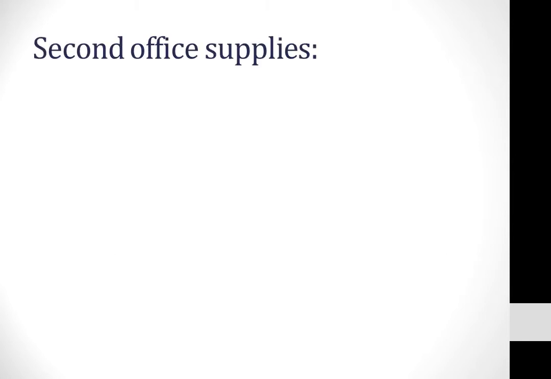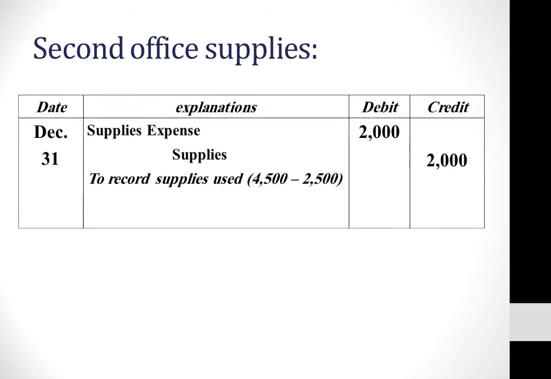So what will be the adjusting entry on December 31? The adjusting entry will be like this: supplies expense in the debit for how much? For 2,000. What is these 2,000? It is the difference between the amount purchased at the beginning of the year and the amount remained in the inventory. The difference is how much you used or consumed. You consumed 2,000 from the supplies. This will be the expense.